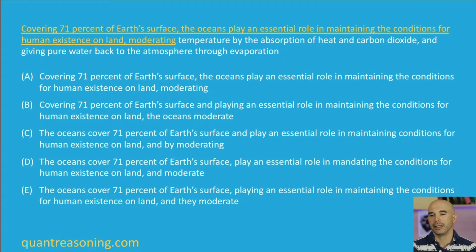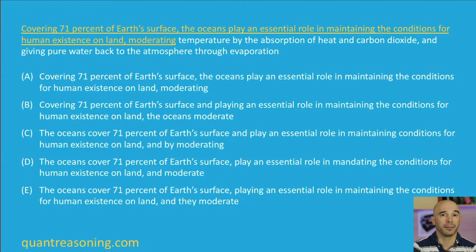All right, we have to ask ourselves why the author wrote this sentence. Do you think that the author's main priority here was to let us know that the oceans cover 71% of the Earth's surface? Was that the objective of this sentence, and everything else is just by the way? Or maybe you think that the main purpose of this sentence was to let us know that the oceans play an essential role in maintaining the conditions for human existence on land, and everything else in the sentence is just there to support that in some manner.